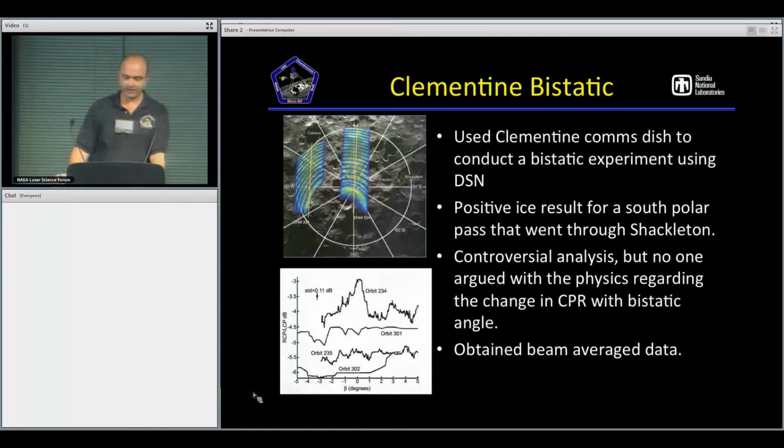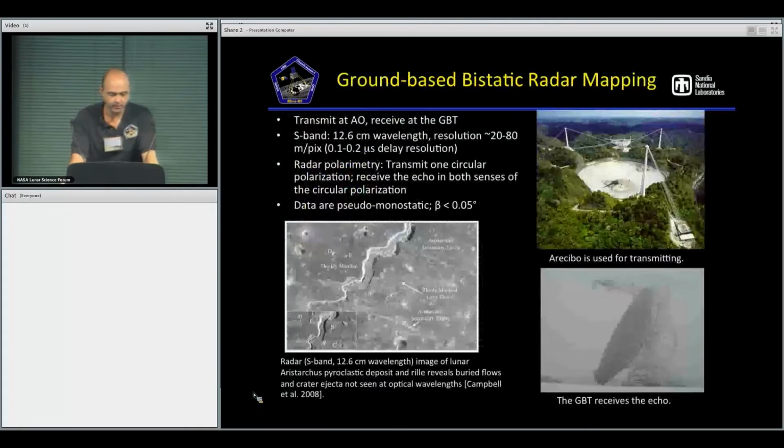So we've done bistatic before, I hear you say. Well, indeed we have. Just to avoid the question, the Clementine mission back in '94 conducted a bistatic radar experiment where they transmitted for 4 orbits, 2 at the North Pole, 2 at the South Pole, and that signal was received by the Deep Space Network. They analyzed those data and published a paper saying that the data was consistent with an ice regolith mixture in the wall of Shackleton crater.